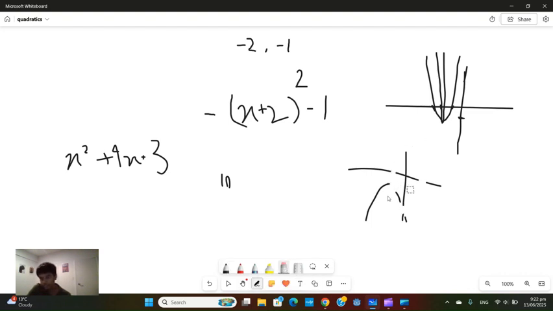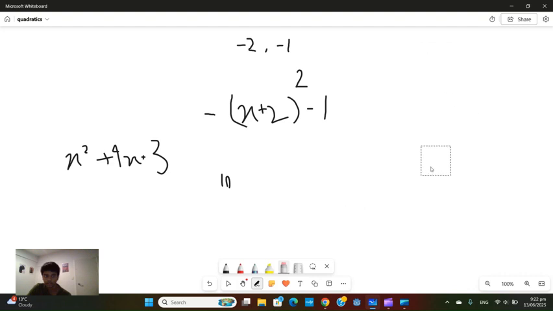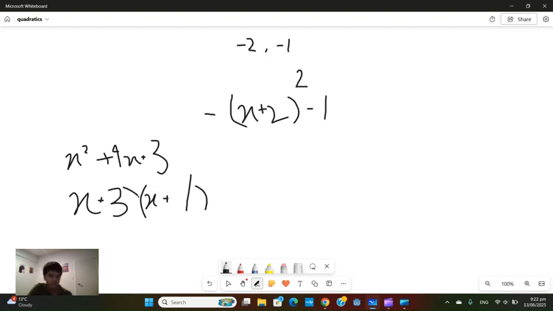Also, to find the y-intercept, there's another easier way. You can put it into the form with two factors, two brackets, the form in which you can solve it. You can't solve it though because this isn't equal to 0, it's equal to y. So these are the intercepts, -3 and -1.